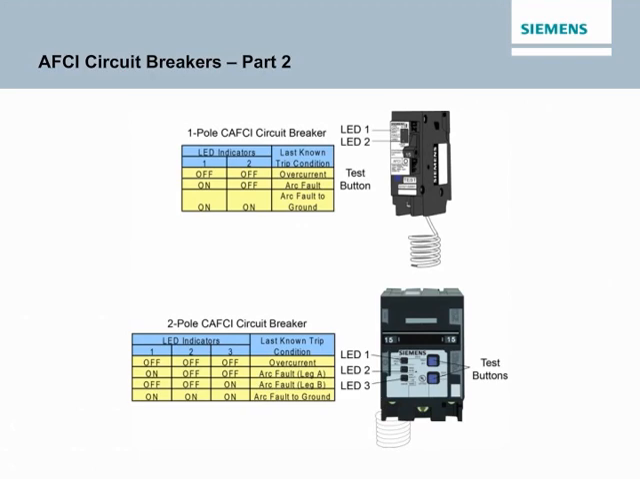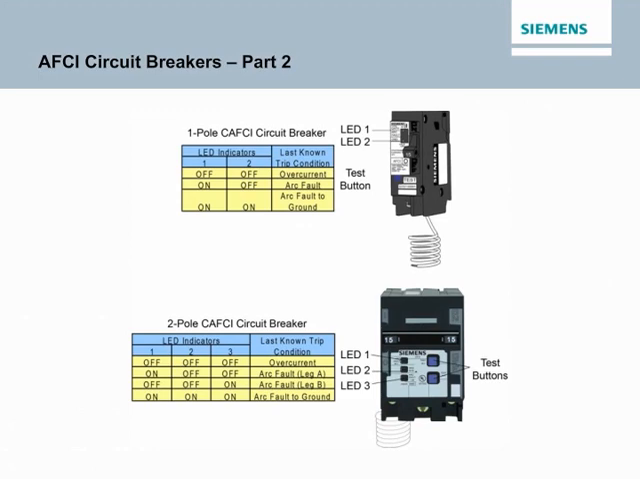Siemens type QAF AFCI circuit breakers have a 10 kA interrupting rating, and type QAFH AFCI circuit breakers have a 22 kA interrupting rating. Both breaker types are available in 1-pole and 2-pole versions. Siemens AFCI and CAFCI circuit breakers have a white pigtail wire that attaches to the neutral bus. 2-pole CAFCI circuit breakers have 2 test buttons, and all other Siemens AFCI and CAFCI circuit breakers have 1 test button. Test buttons are used to check the device operation after it has been installed.